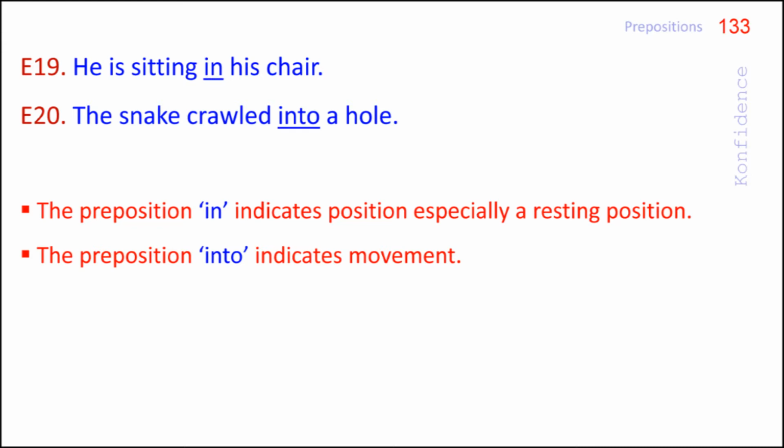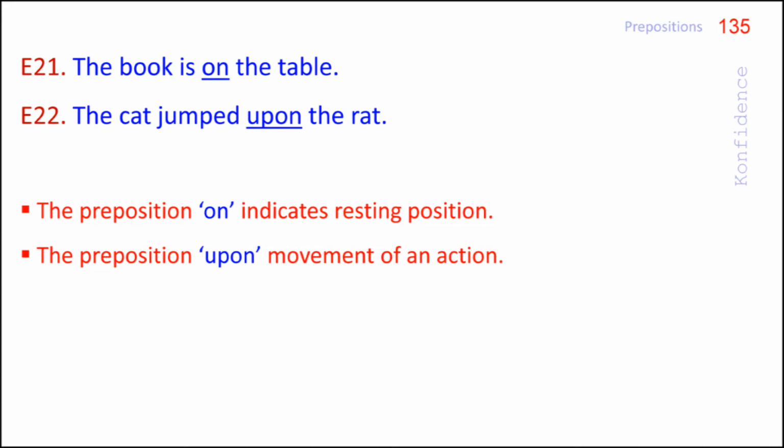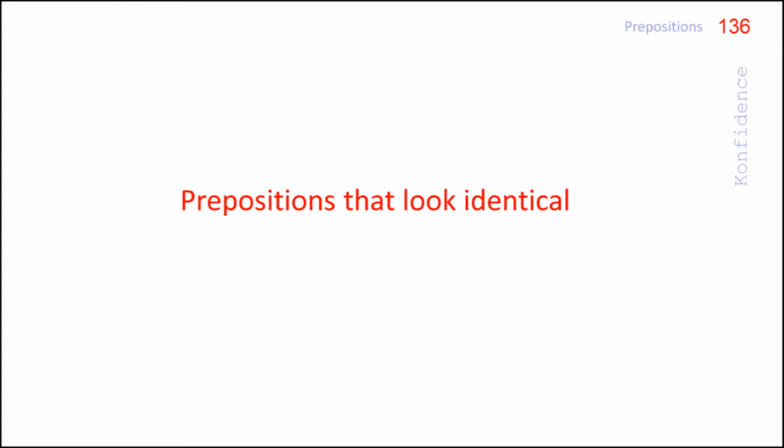Example expresses the movement of the snake. So, into is used there. Also note that this is the same case with on and upon. On indicates resting position and upon shows movement of an action. For example, cat jumped upon the rat.